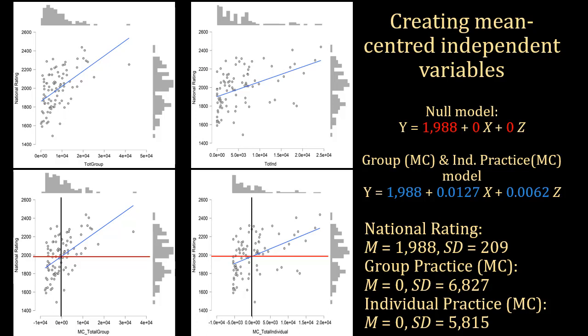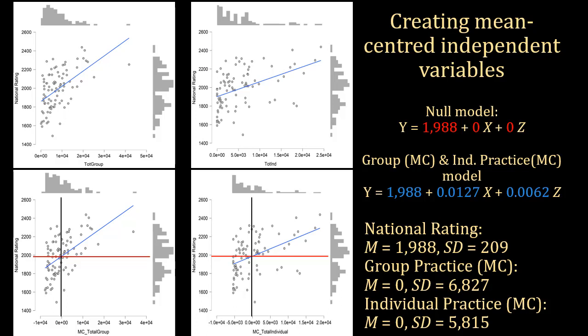Why is that? Well, I show you in the graph. Here on top are the raw values, and on bottom the corresponding mean-centered variable. When you've got the mean-centered variable, now the mean is 0. So this vertical line shows the mean of total group, which is 0, and same with individual. This is the mean of individual practice. And in red shows the mean of national rating. If you see the regression line of the linear model, it intersects where the two means intersect, right?